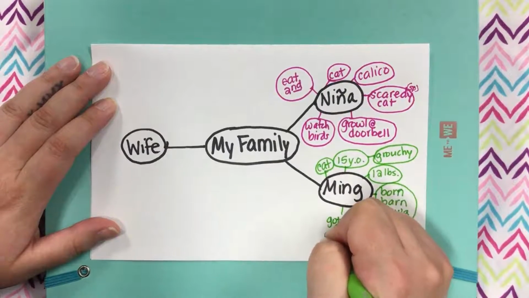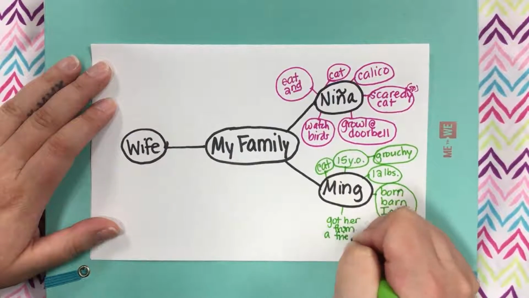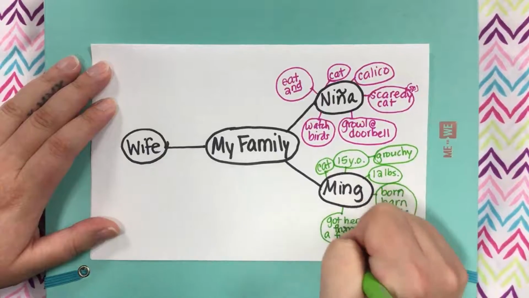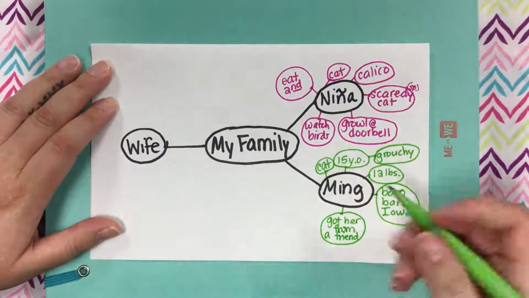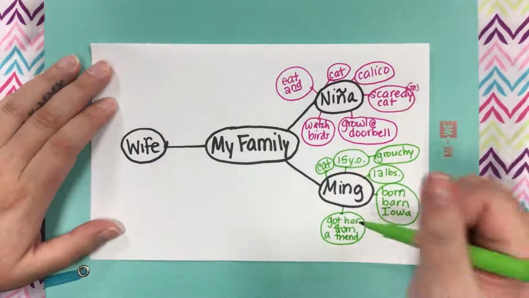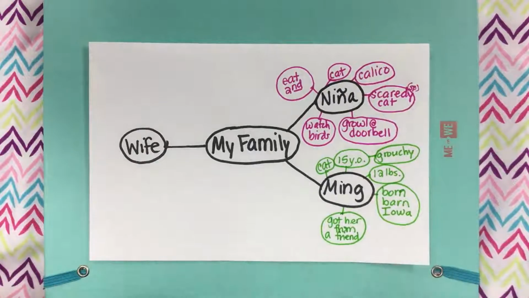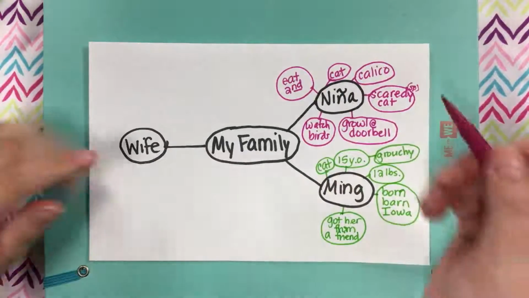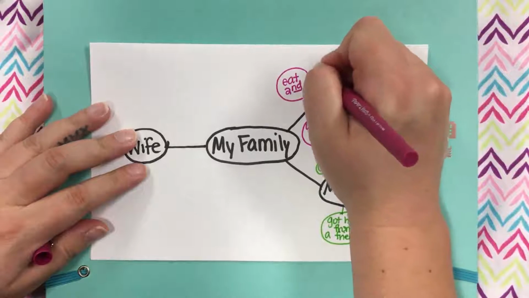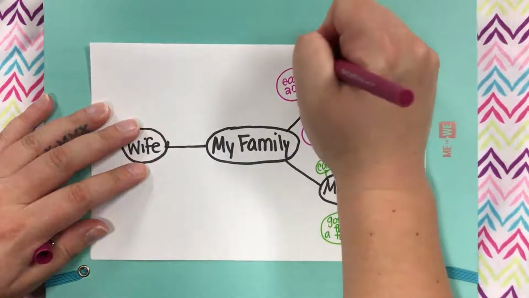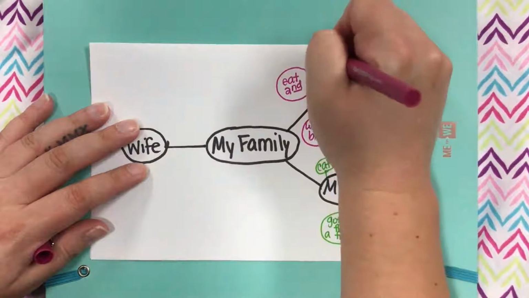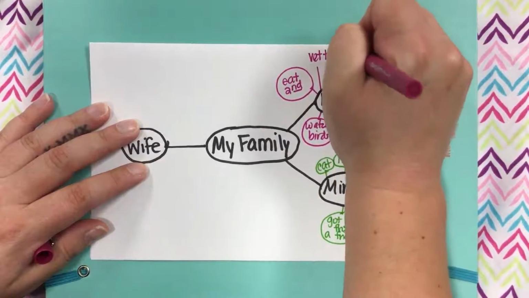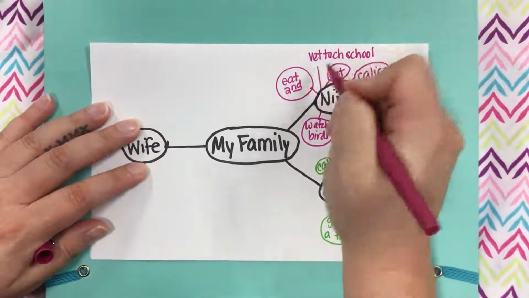As I'm thinking about this and adding some of the details for Ming, it may start jarring some things that I can think to add for Nina, such as where did I get her from? So I'm going to switch for a moment and just go back to that one. So Nina I got from a vet tech school. So she was kind of a rescue.